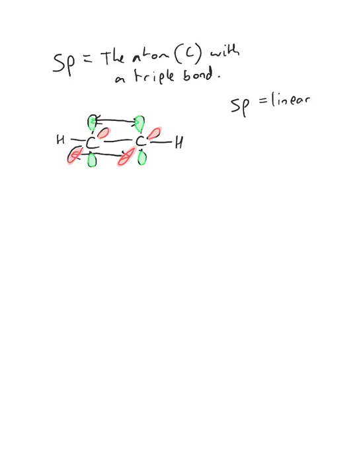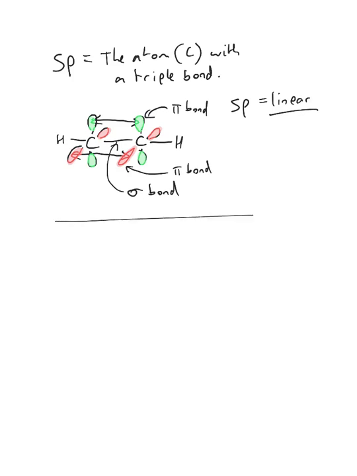So if we count them, we still have one sigma bond in the middle. We have the green pi bond. We have the red pi bond. But because of the way these orbitals overlap, it causes the hydrogen to stick out parallel with the carbon-carbon bond, making it linear. And that is all I have for you at this point in time with respect to hybridization.